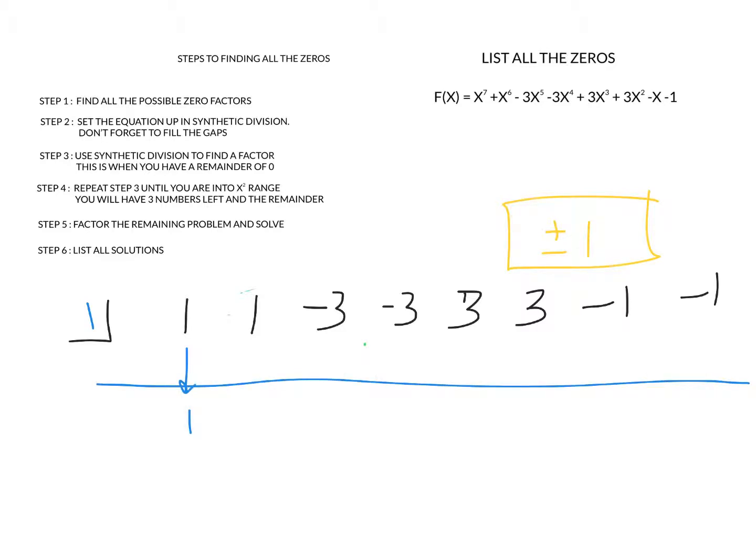Let's do this. 1 times 1 is 1, so that's 2. 1 times 2 is 2, so -1. 1 times -1 is -1, so -4. 1 times -4 is -4, so that's -1. 1 times -1 is -1, so that's 2. 1 times 2 is 2, so that's 1. And 1 times 1 is 1, so 0.